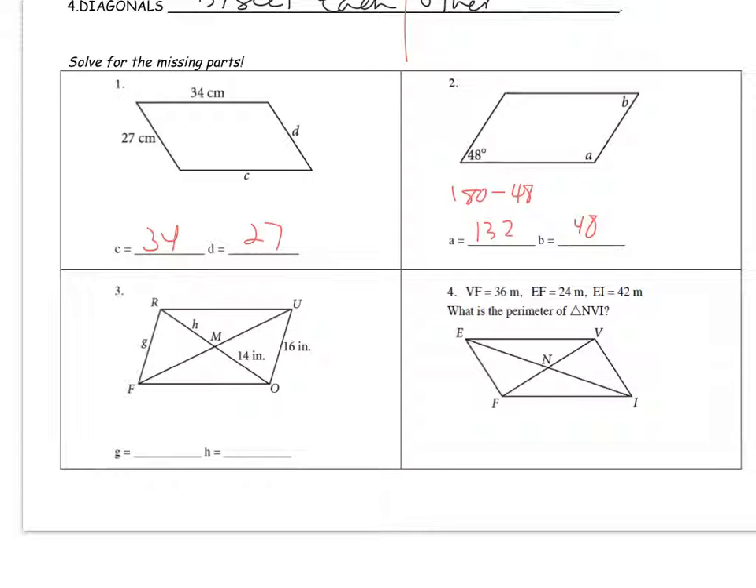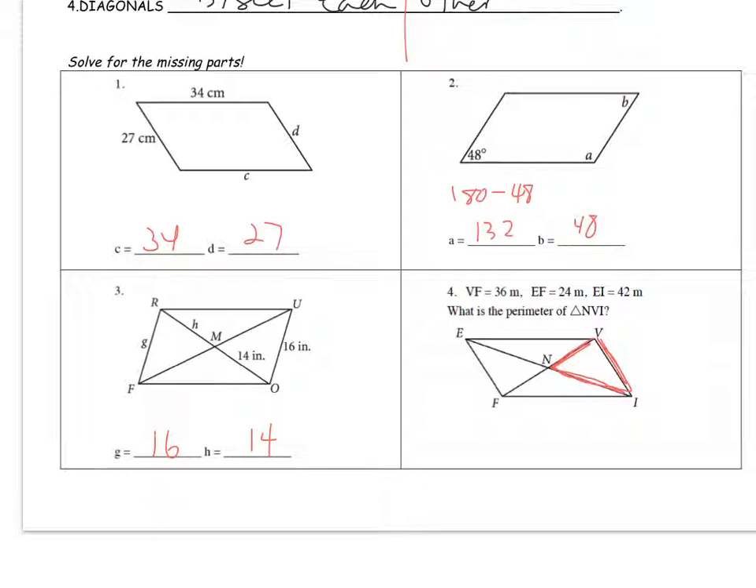Number 3. Here are the diagonals bisecting each other. What does H equal? 14. What does G equal? Diagonals bisect and then opposite sides are congruent. Number 4. They tell us that VF is equal to 36, EF is equal to 24, and EI is equal to 42. They want the perimeter of the triangle NVI, which means I need to find the lengths of those 3 sides. Ideas. Kate.